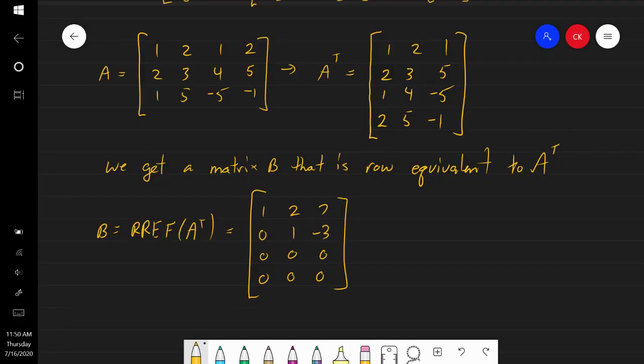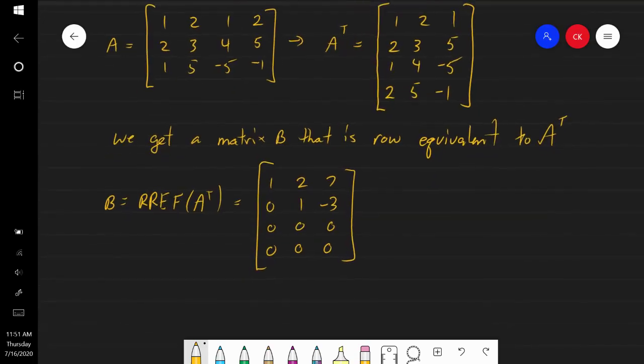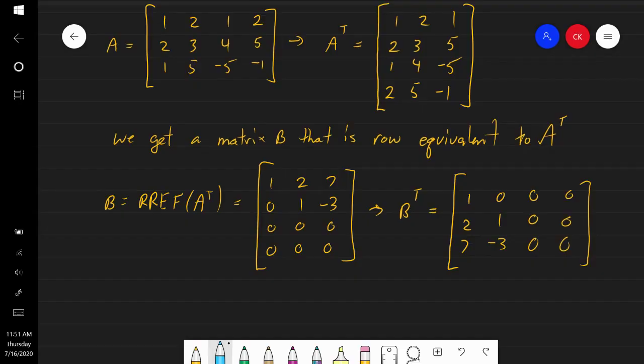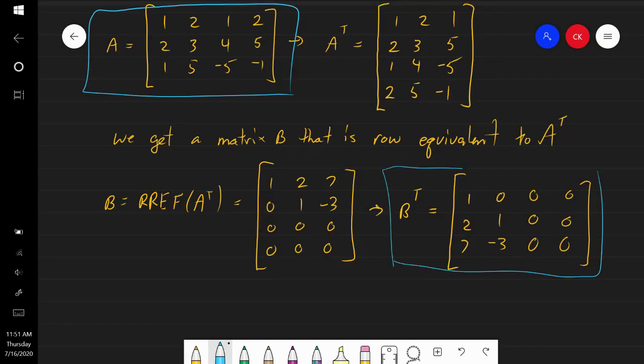So this matrix B that we're talking about that's row equivalent to A transpose has our vectors in it. It's just that, again, these vectors are in the rows. So we can transpose one more time to make it look similar to what we had when we started. So now we take B transpose, and that's going to give us 1, 2, 7, 0, 1, negative 3, and then a couple columns with just zeros in it. So now what we've done is played a little trick on our matrix A to create a sort of, if you will, column equivalent version of that matrix.